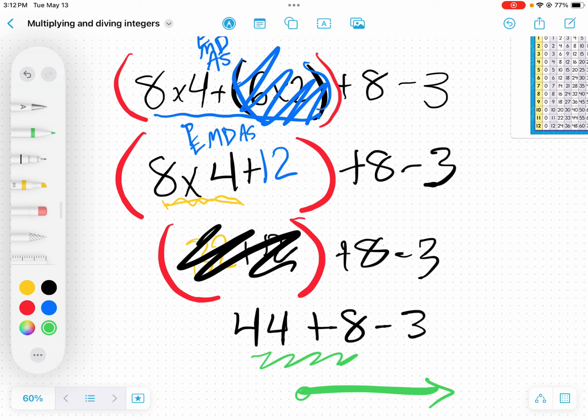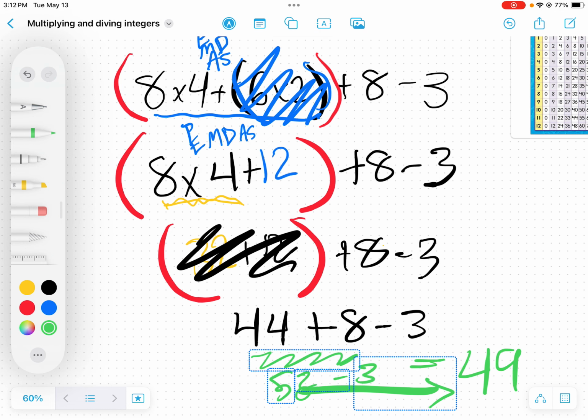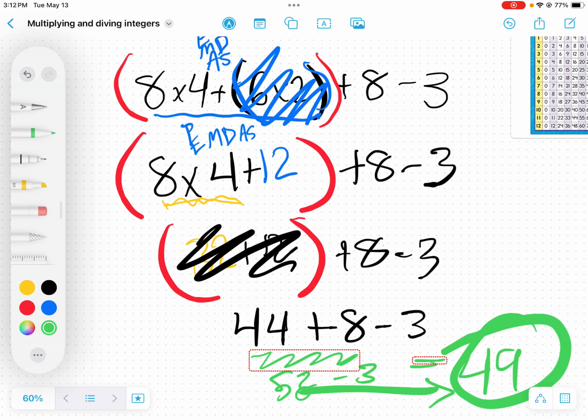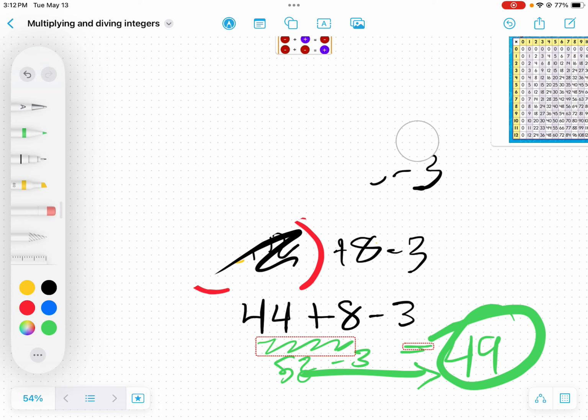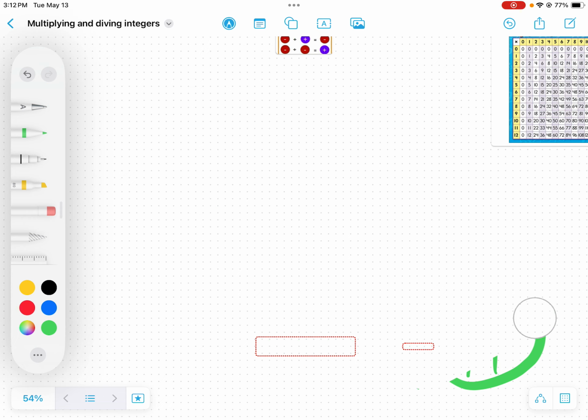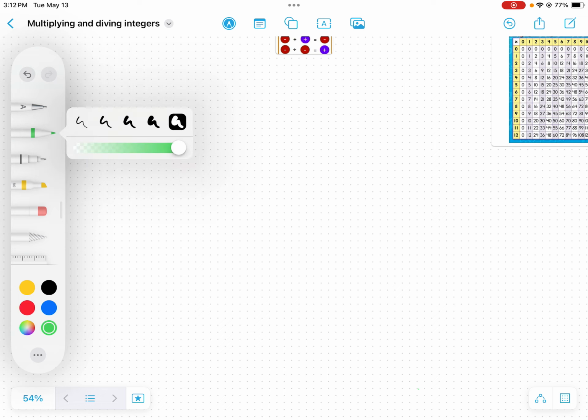We're starting from the left and working our way to the right. So we've got 44 plus 8, which gives me 52. And then we can go ahead and subtract the 3. 52 minus 3 is 49. So that gives me a final answer of 49. So remember, when you're doing PEMDAS, start with the innermost set of parentheses first, and then work your way through the problem. Okay, so let's go ahead and do another example.